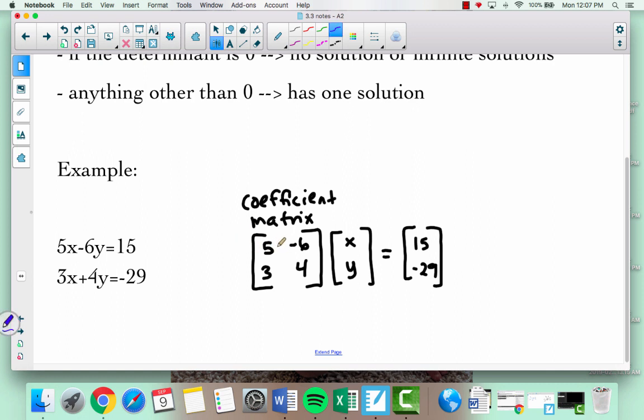And the reason that we set it up in this format is because if I were to do matrix multiplication back in the last section, you always do row, then column. And if I do that each time, I'm going to get my equations to look exactly like I had originally. So it's transforming it from linear form to matrix form.